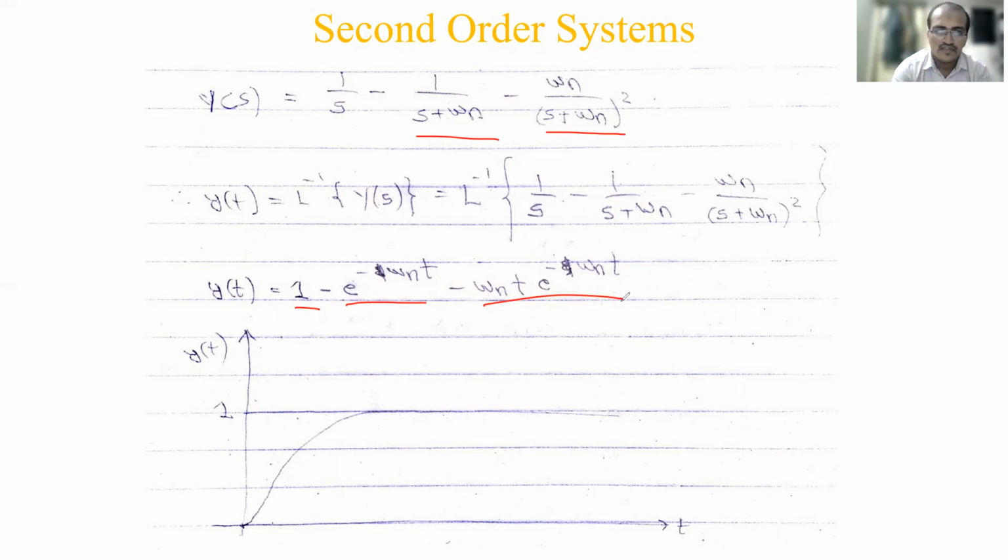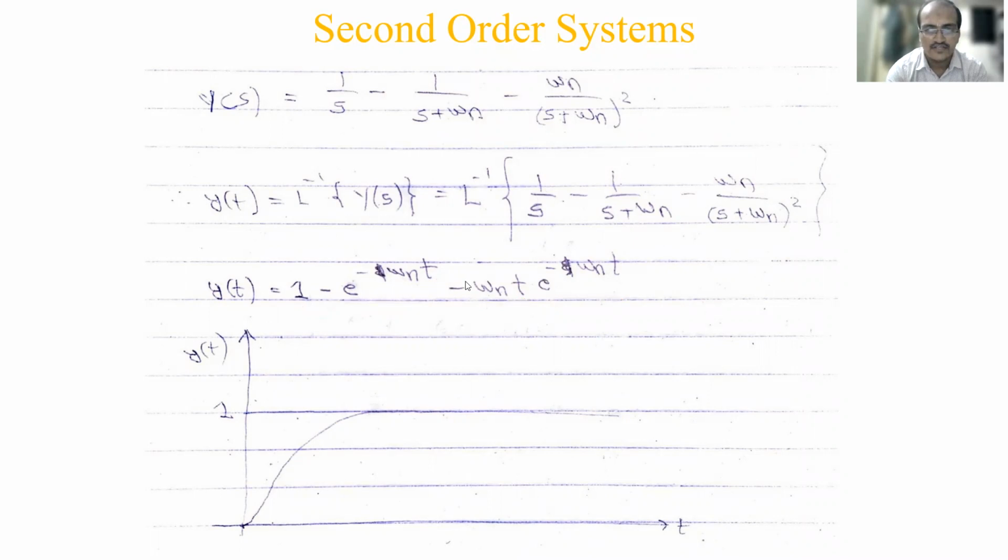If you see in this equation, do you see any sine form anywhere? No, only e to the power minus zeta omega n t is there, a decaying term. That's why there are two decaying terms, and it will come to the steady state very fast. So this is the response of the zeta equal to 1, or critically damped, system case.